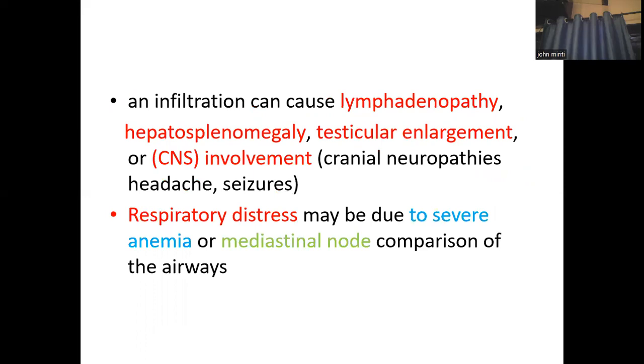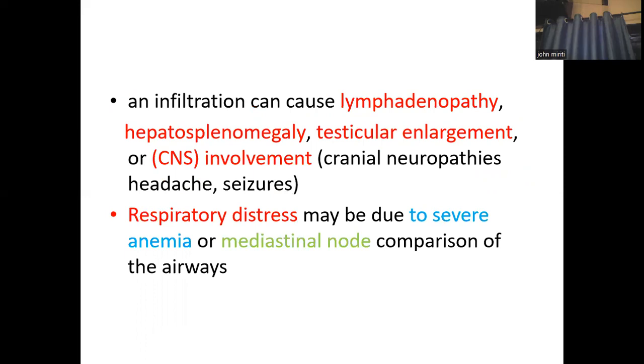Infiltration can cause lymphadenopathy, hepatosplenomegaly, and testicular enlargement, or CNS involvement with cranial nerve neuropathies, headache, and seizures. Sometimes they can have respiratory distress due to severe anemia, or sometimes mediastinal node compression of the airways.